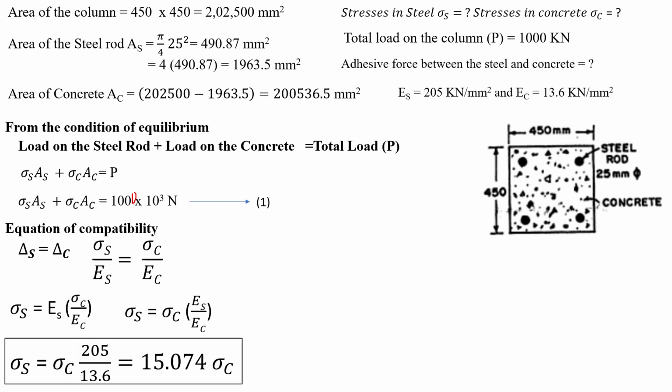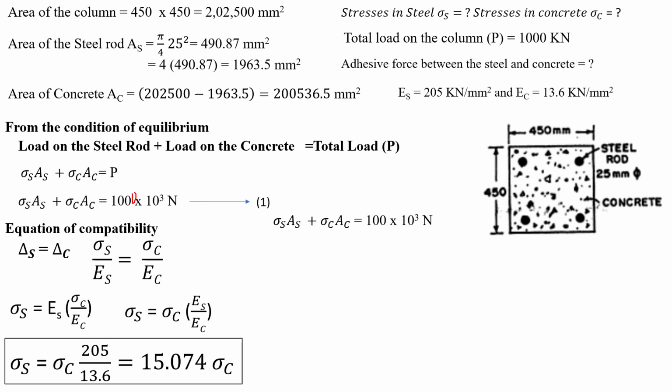So in the data it is given the ES value is 205 kilonewton per mm square. EC value is 13.6 kilonewton per mm square. Substitute, then the equation will become sigma S equal to 15.074 sigma C.